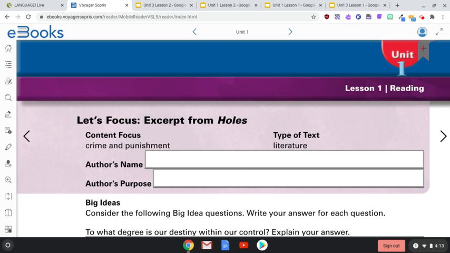If you like the chapter we are about to read, you should consider reading the entire book, followed by the sequel or continuation, Small Steps. Before we read the excerpt from Holes, we will watch a short video to help build our background knowledge.